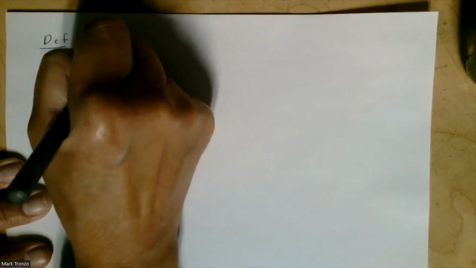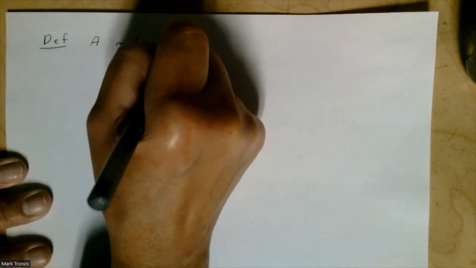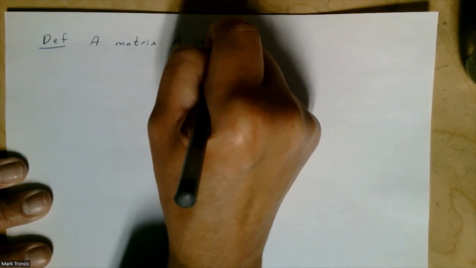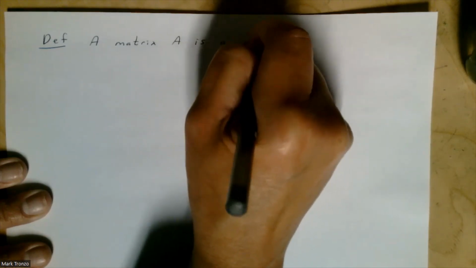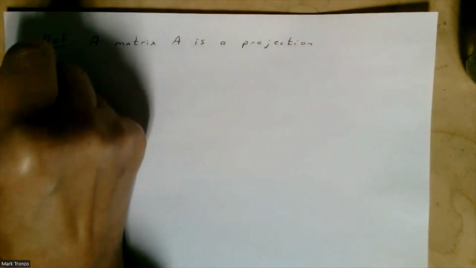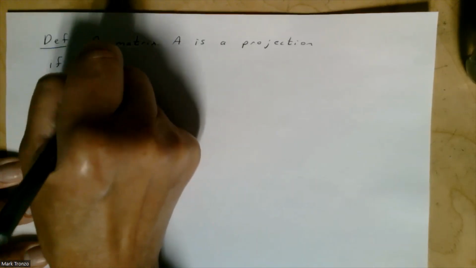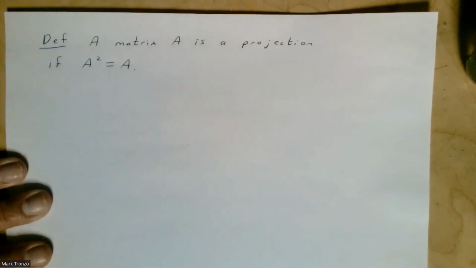Recall a projection, and let me give you a definition. Matrix A is a projection if A squared is equal to A.